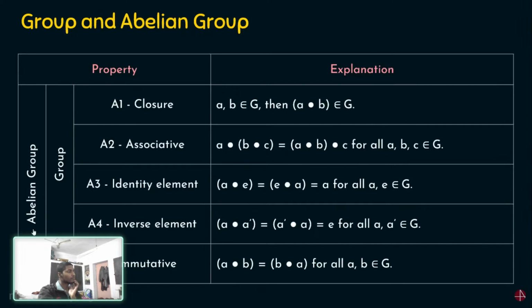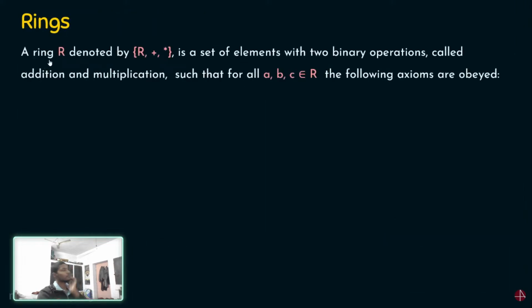Let's dive into the first topic, rings. What is a ring actually? A ring R is denoted by R, plus, star. If you notice, in the previous cases like the group or the abelian group, we had only one binary operation. But here we have 2 operations: one is addition and the other one is multiplication. Let's continue with the definition. A ring R, denoted by R, plus, star, is a set of elements with 2 binary operations called addition and multiplication, such that for all values A, B and C which belong to R, the following axioms are obeyed.